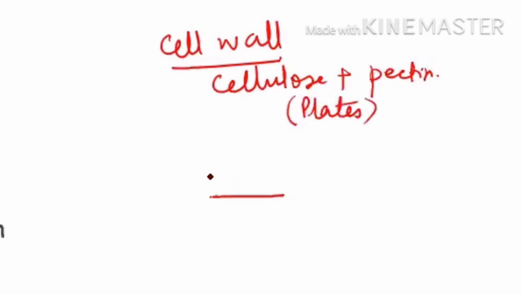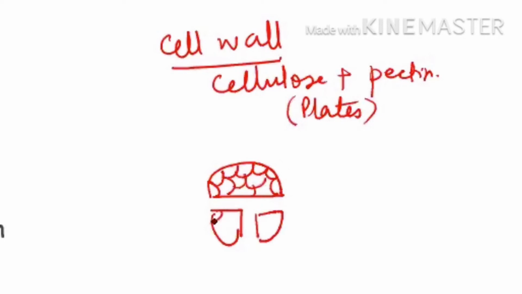So you find that grooves are present in the cell wall, and the plates are present. It gives an appearance as if it's an armor. That is why they are also known as armor dinoflagellates. And the two grooves they have created: this is your transverse groove, and this is the longitudinal groove.